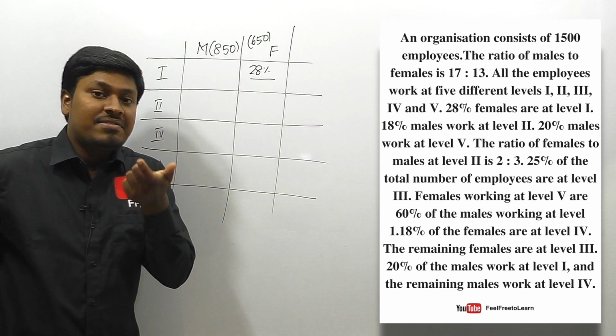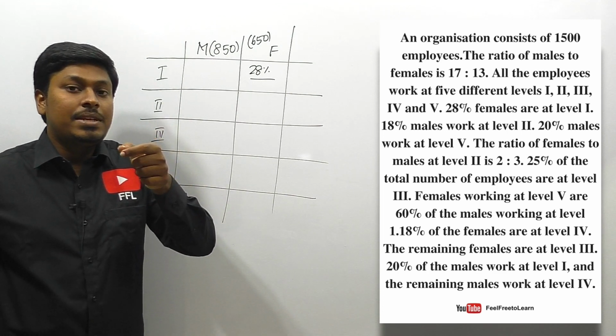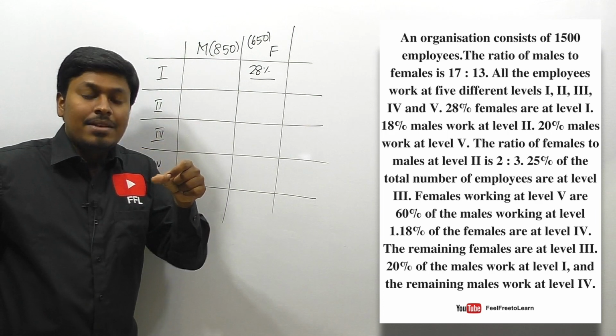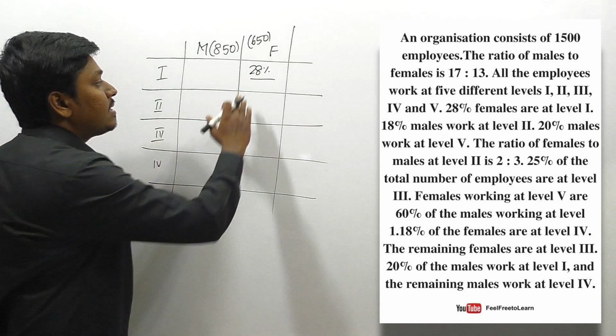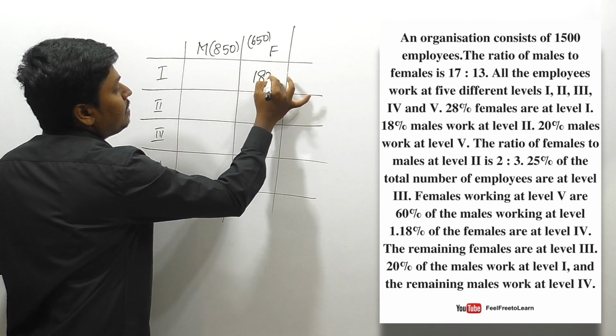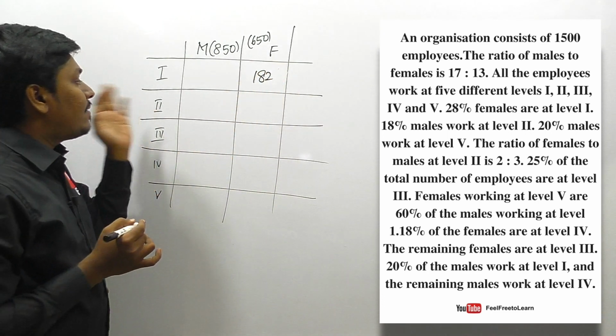So 10% will be 65. So 65 into 3, resultant will be 30%. So 65 into 3 will be 195. So 195 minus 13, the resultant will be 182. So finally we can say that 182 will be the total number of females in level number 1.